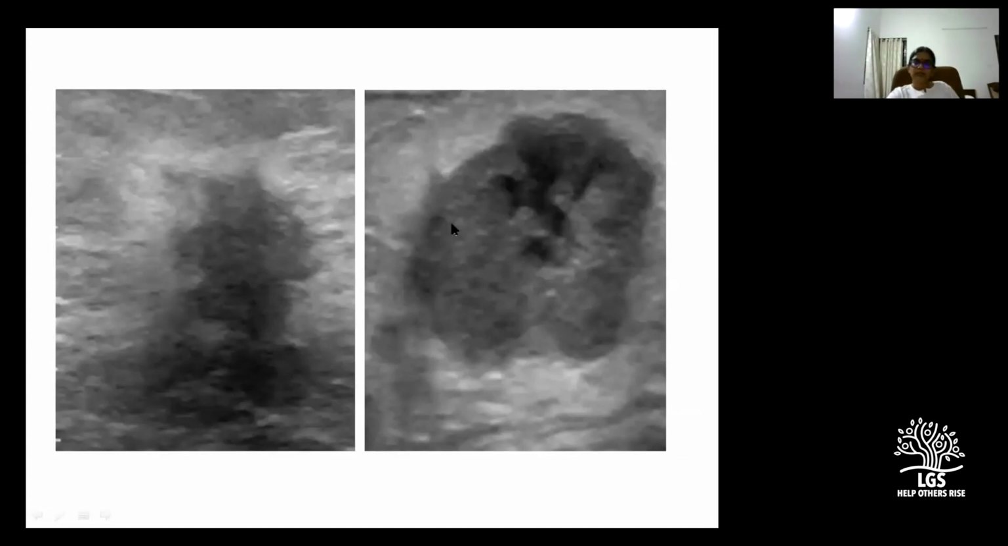And here, this is a high-grade lesion. Why high grade? Because it's growing so fast that it is actually necrosing within, and you see a mixed echogenic area, an anechoic part within the tumor itself.